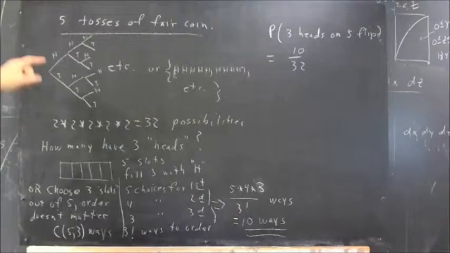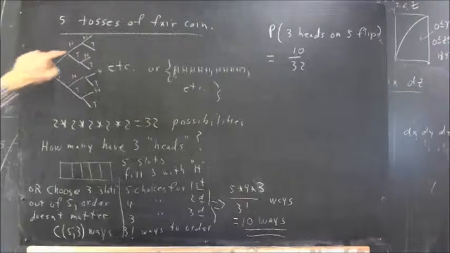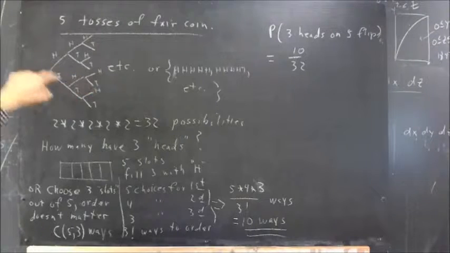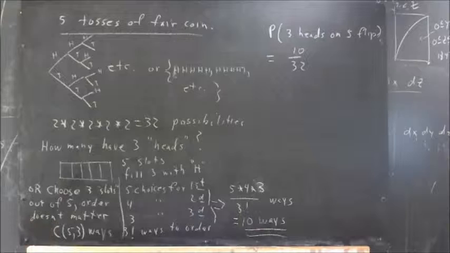So in the first 3 tosses, we have heads, heads, heads; heads, heads, tails; heads, tails, heads; heads, tails, tails; tails, heads, heads; tails, heads, tails; tails, tails, heads; tails, tails, tails. We would go on for 2 more steps.